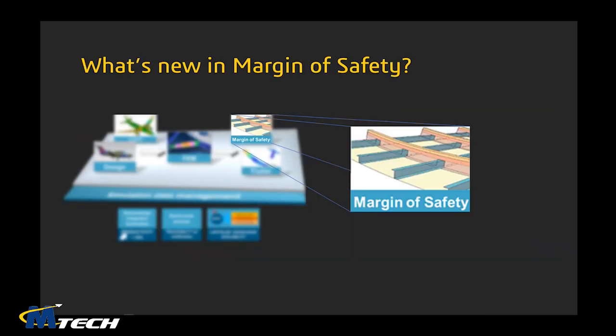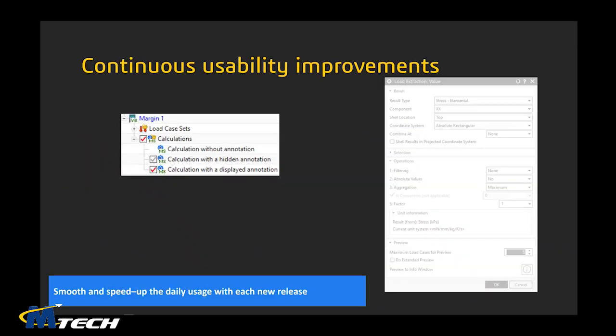Now, with regards to margin of safety, specifically load case filtering, where it's used, it requires continuous improvements to cope with an almost unreachable number of calculations and load cases requiring annotation. By providing users with several enhancements with this release, whether you have annotation or not, you can smooth and speed up the daily usage. The checkbox can be directly used to switch the annotation visibility.